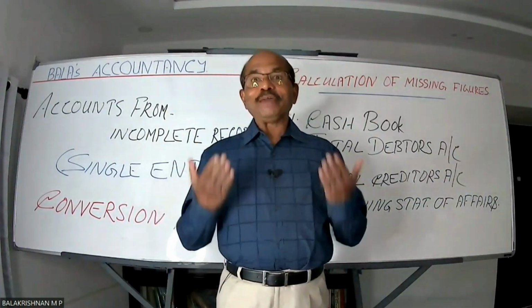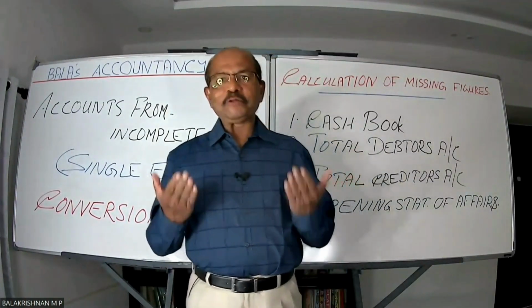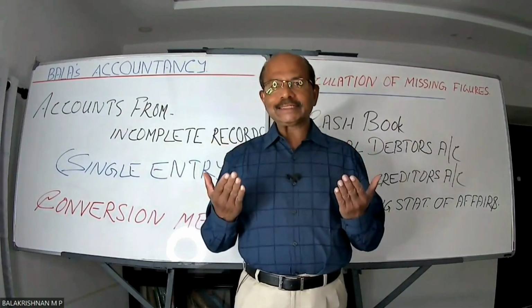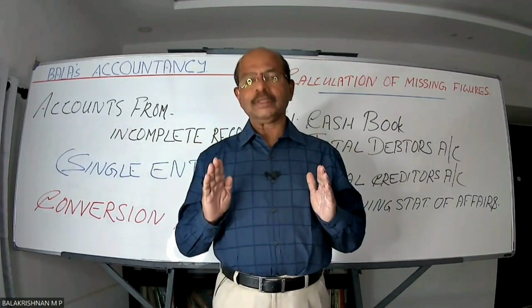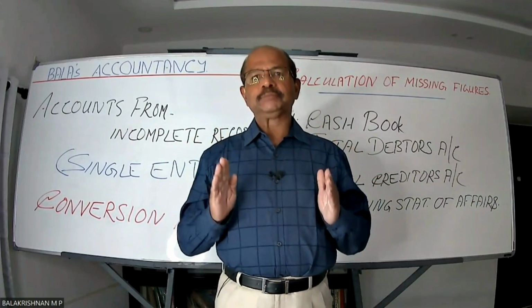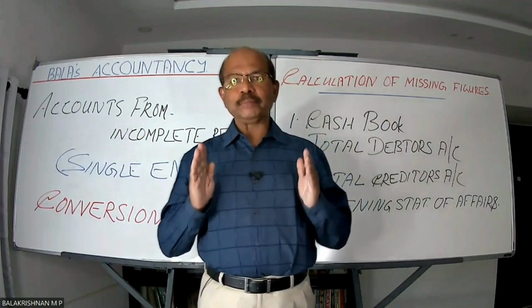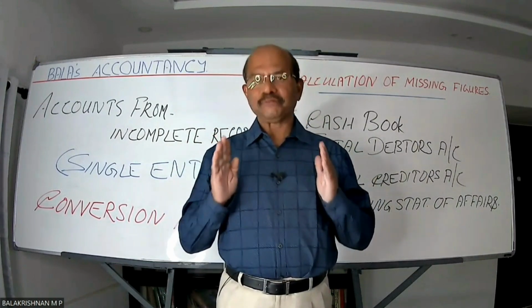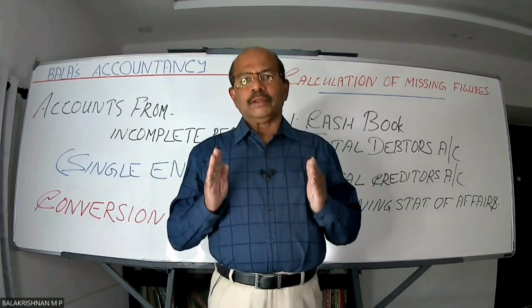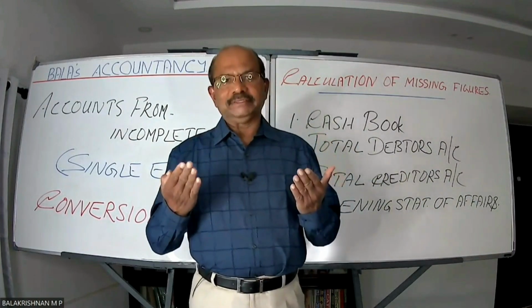Point number 7. When an endorsed bill is dishonored, we have debited the total debtors account and also credited the total creditors account. This is a very important point. Many often students make mistakes. Please ensure that both the accounts are affected. Okay. Next point, point number 8.